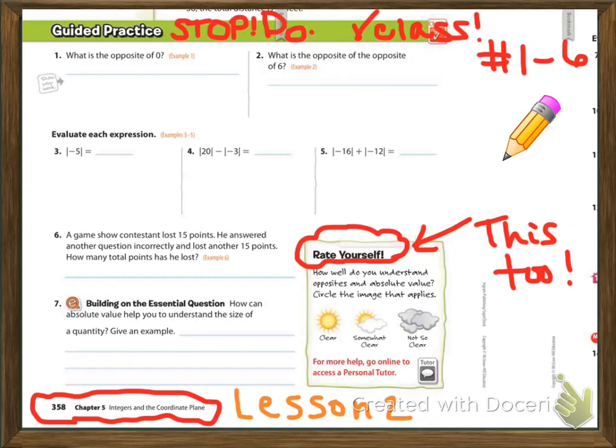This is lesson 2. This is part 2 of the video on integers, and I will do part 3 next. But in between videos, make sure you're stopping in these small chunks and practicing the guided practice before you move to the next video. Okay?